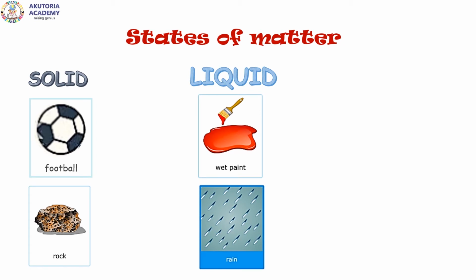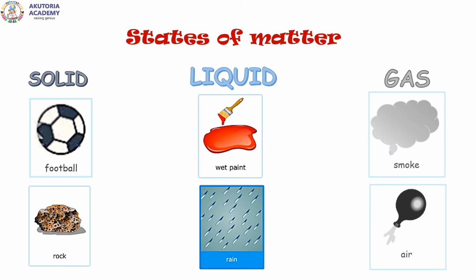Now, the third state of matter we'll be talking about today is the gaseous state. And one of the common examples of the gaseous state of matter is smoke. Whenever we cook our food, we could find smoke goes up out of the pot, and sometimes out of the fire.